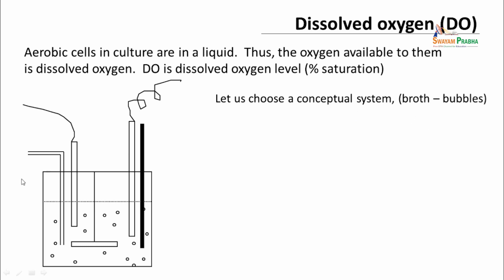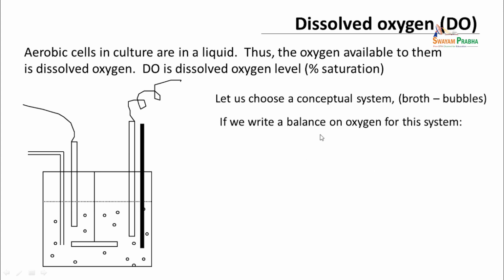The system that we are going to choose is this broth minus the air bubbles that are going to come out here. The air bubbles are the ones that carry oxygen and provide oxygen to the medium, which the cells in turn take up. We are going to take the broth as a whole, which contains everything including the gas bubbles, and then we are going to conceptually remove the gas bubbles from it, and that is going to be our system.